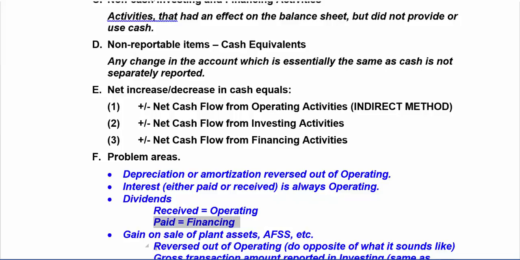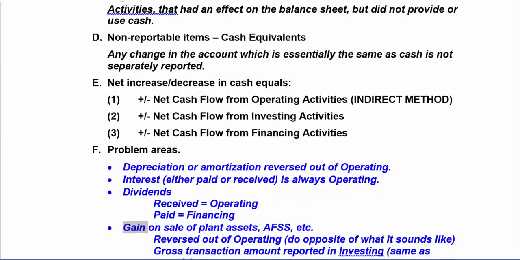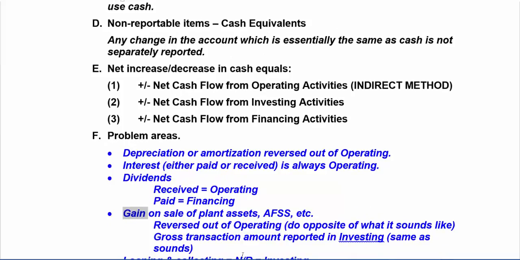To do that, we do the opposite of whatever the name sounds like. So if it said we had a gain on sale of plant assets, then that made our net income go up. To get it out of operating activities, we would subtract it. If we had a loss on sale of available for sale securities, that would make our income go down, but that's not a primary operating activity, so to get it out of there, we would add it back. So if it says gain, you subtract. If it says loss, you add. The gross transaction amount itself for the sale of the plant asset or the sale of the available for sale security will be reported down under investing activities. And when you handle it down there, the math with it will be the same as what it sounds like.